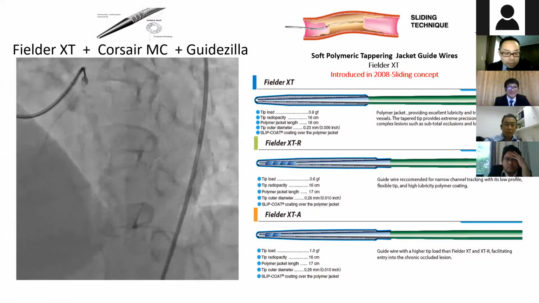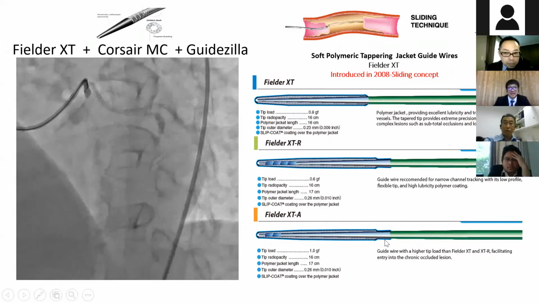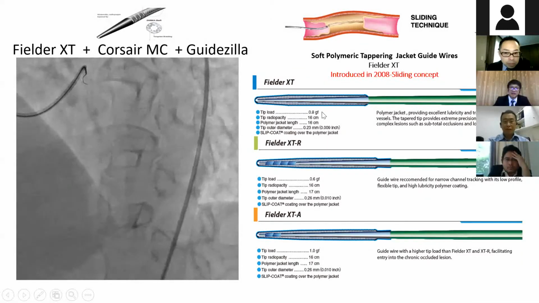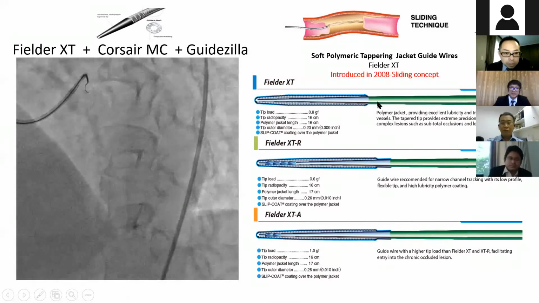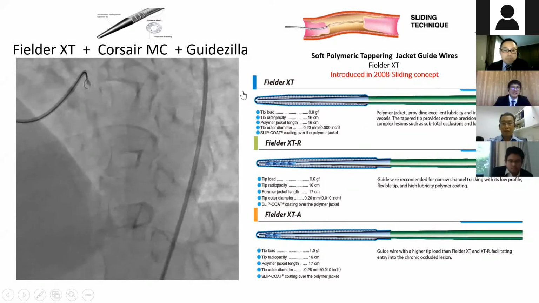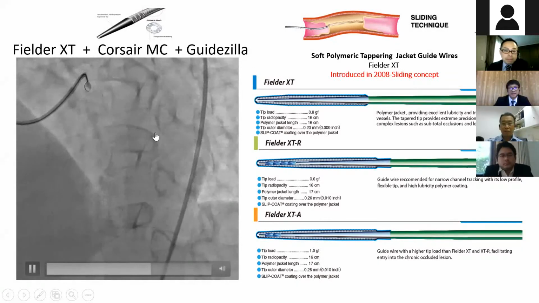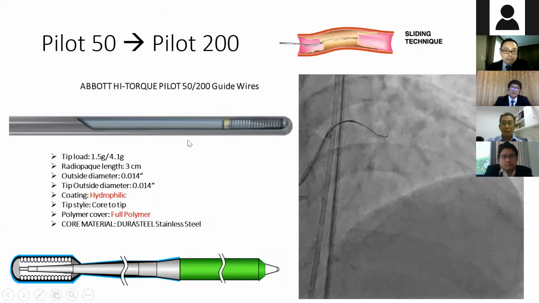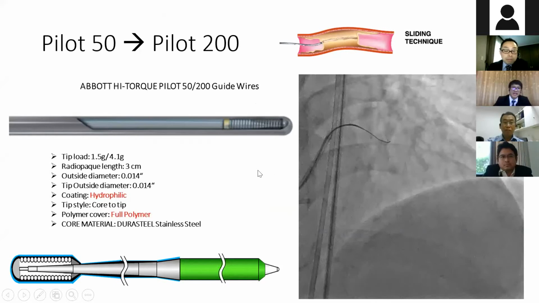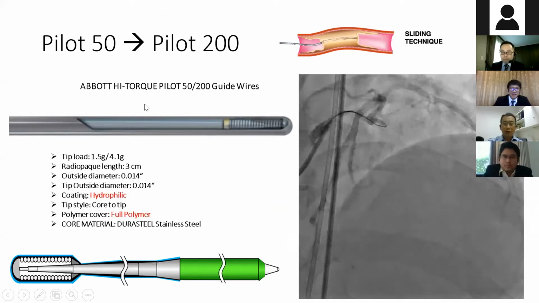I started with the original Fielder XT, because I did not have the XTR or XTA in my lab at the time. The conventional Fielder XT is a polymer jacket wire with a stopper tip load, 0.8 gram force, and a tapered tip to track micro channels with the sliding or drilling concept, supported with a microcatheter and Gaia Second. With the soft tip load, I could not puncture the proximal cap with the Fielder XT, and I stepped up to another polymer jacket wire, the Pilot series from Abbott.